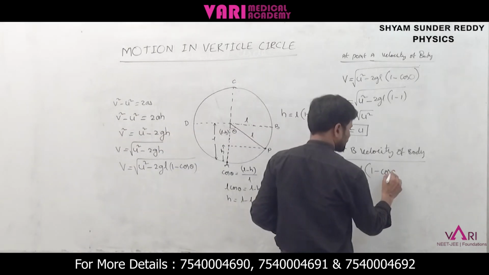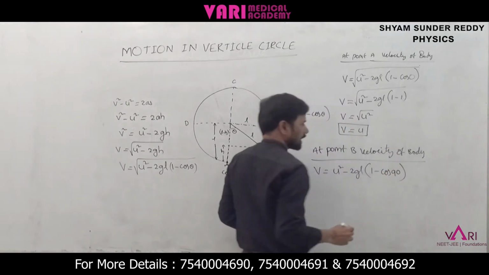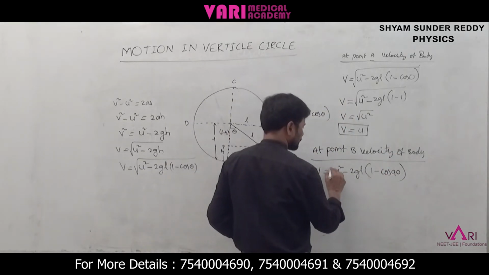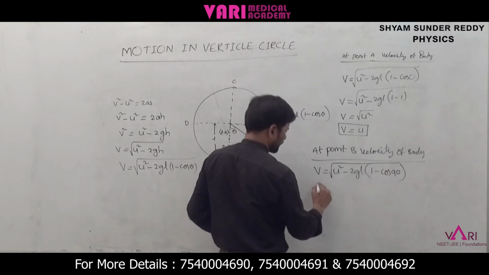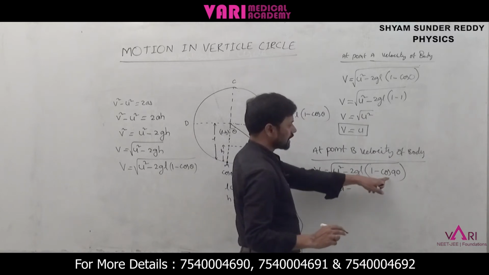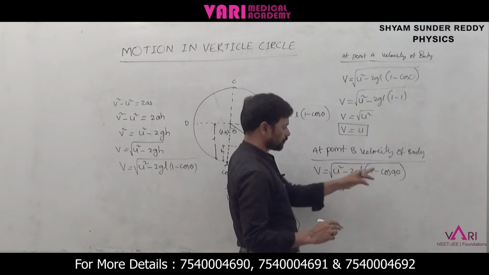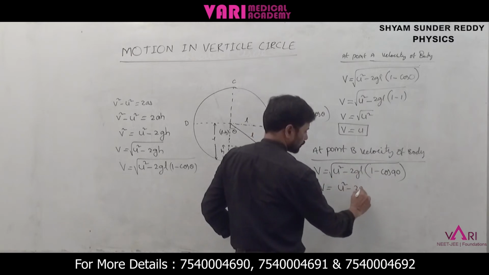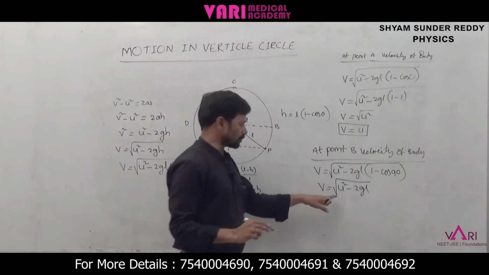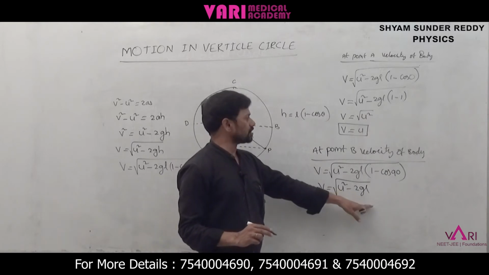Cos 90 is 0. Therefore, what can we get? V is equal to the square root of U square minus 2gL into 1, which is 2gL. So V is equal to the square root of U square minus 2gL.